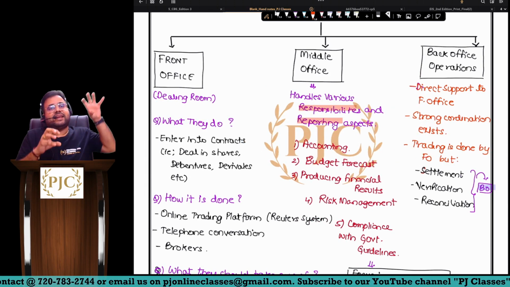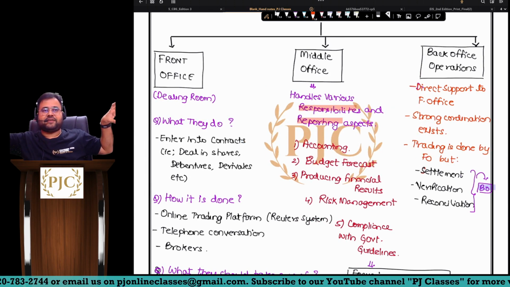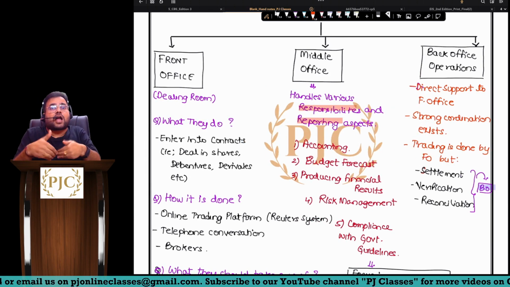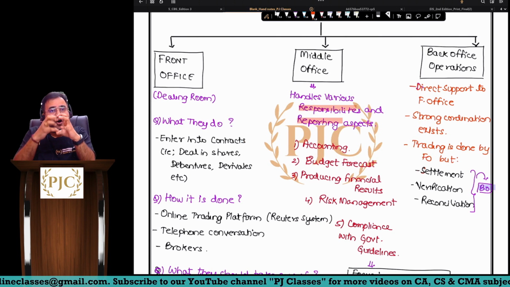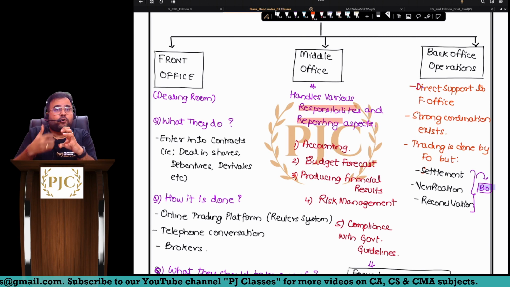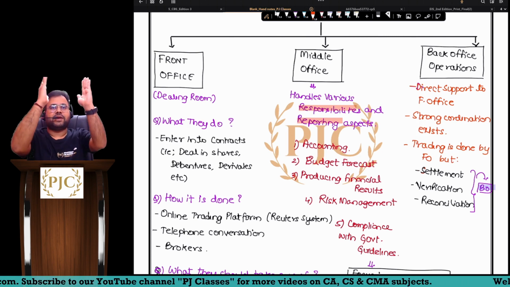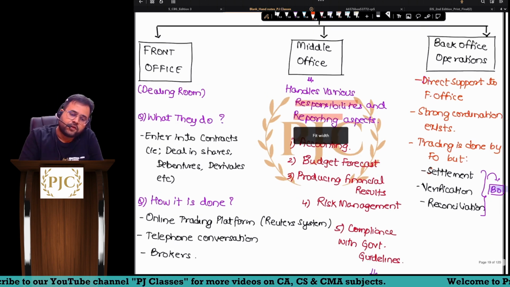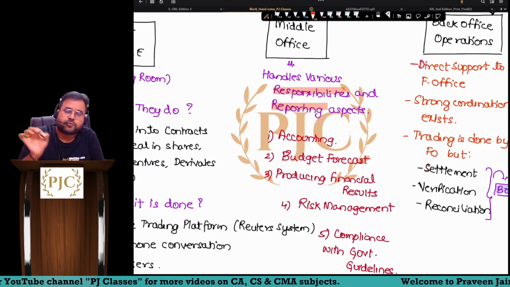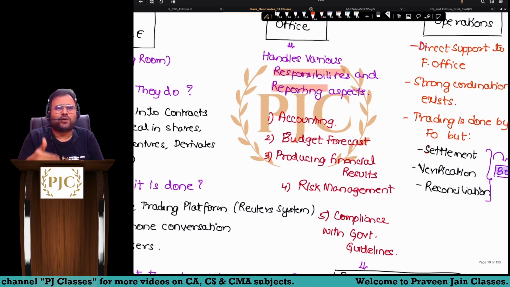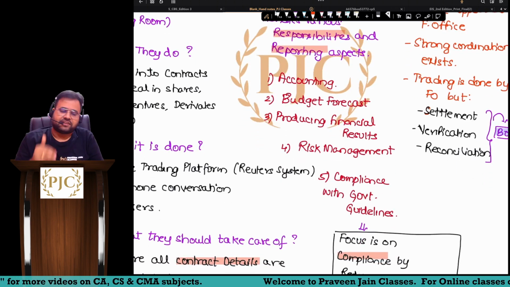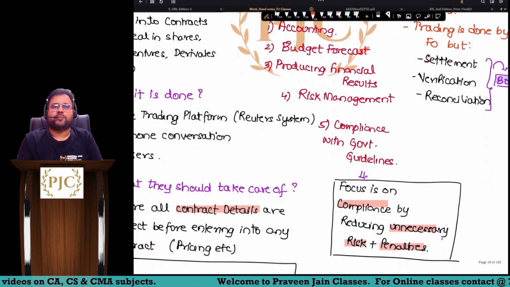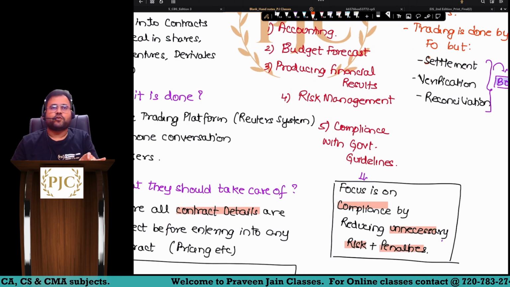Then, sir, can I say trading is happening, settlement and verification are happening, but accounting should also happen? Yes, sir. Reporting should also happen? Yes, sir. All this compliance related aspect and reporting related aspect is taken care of by one office, which is the middle office, sir. It handles various responsibilities and reporting aspects like accounting, budget forecasting, preparation of financial results, risk management, compliance with government guidelines. All this is taken care of by your middle operations, sir.